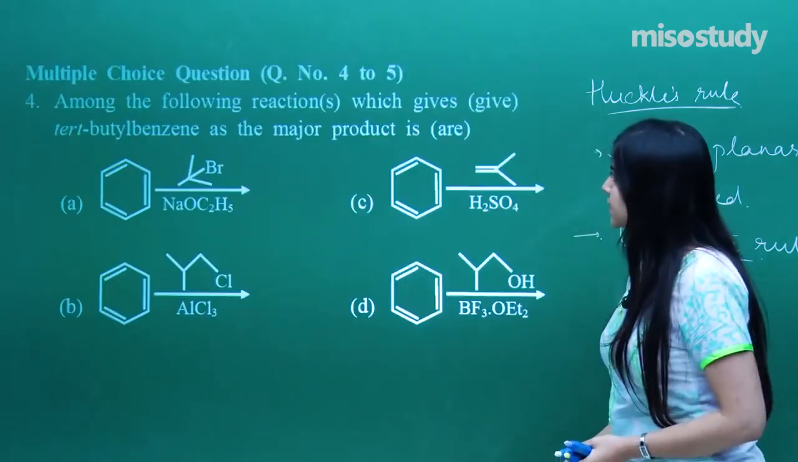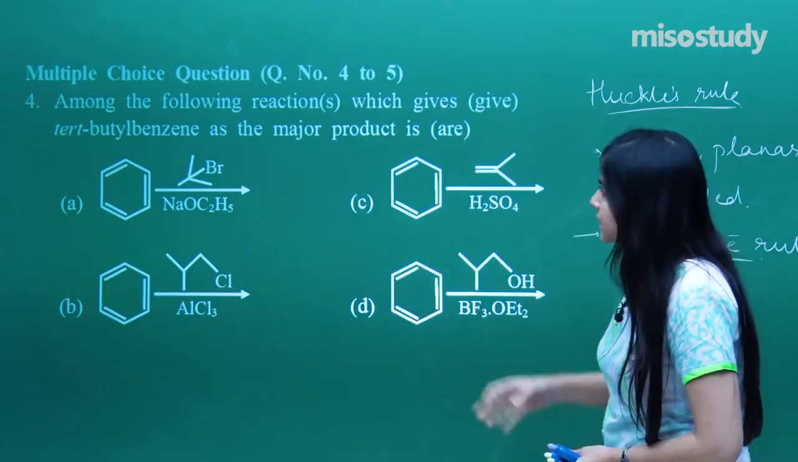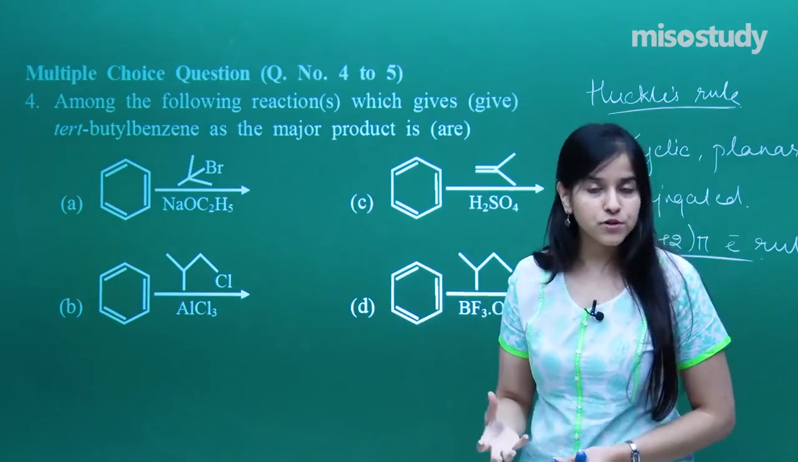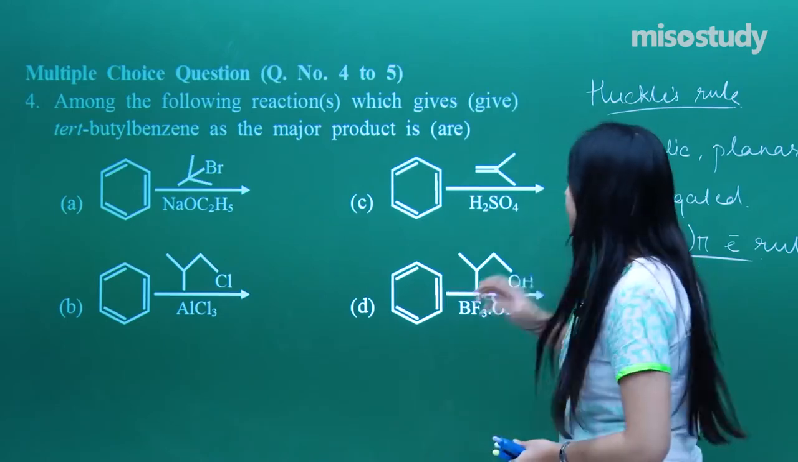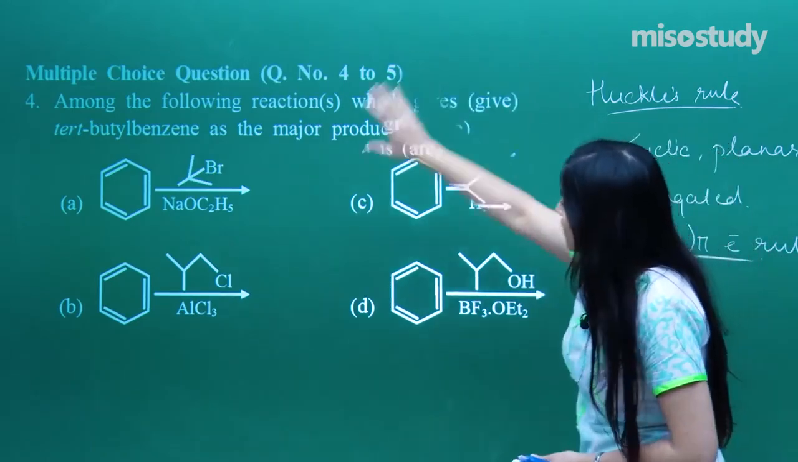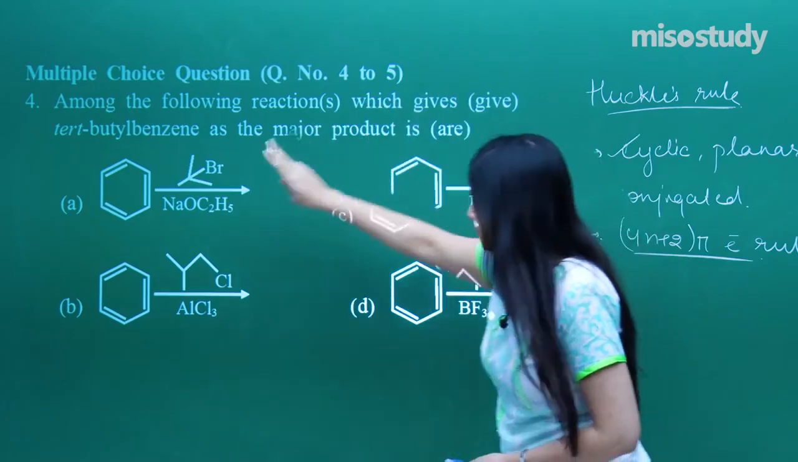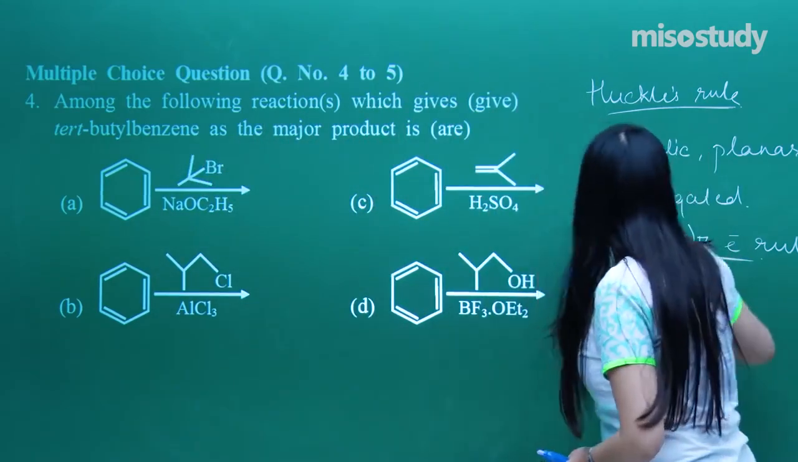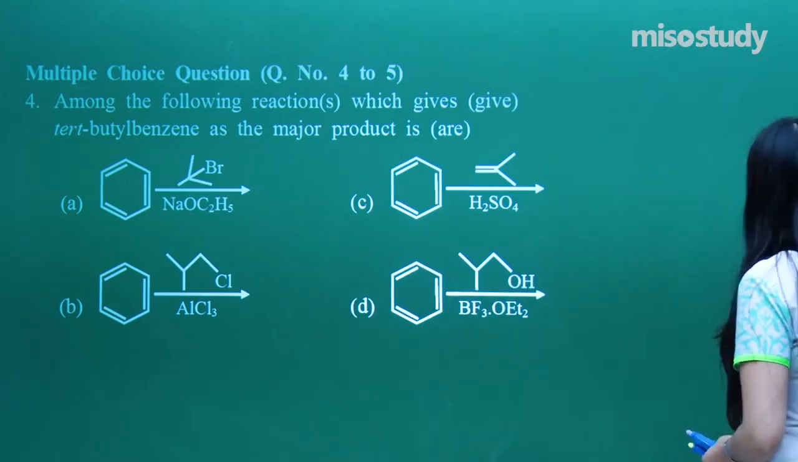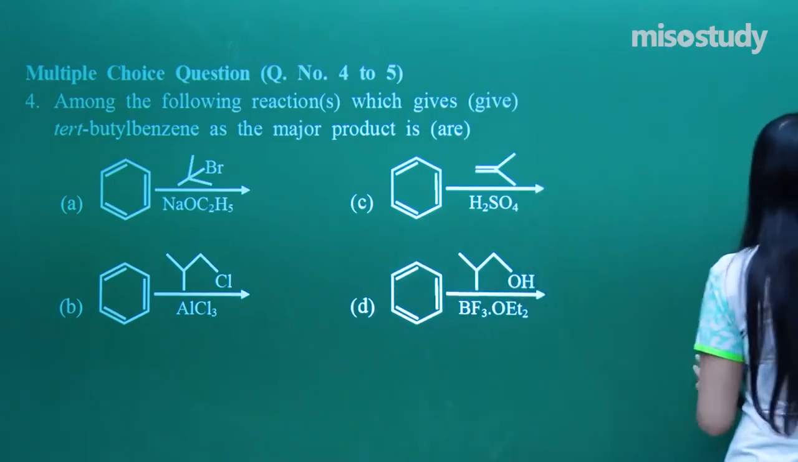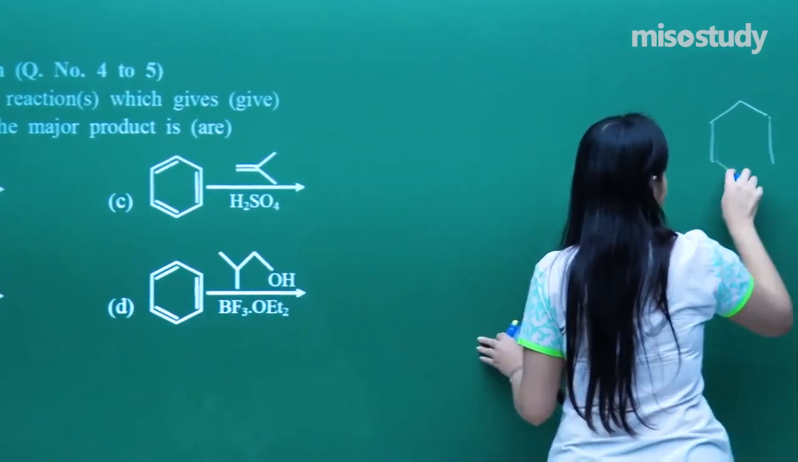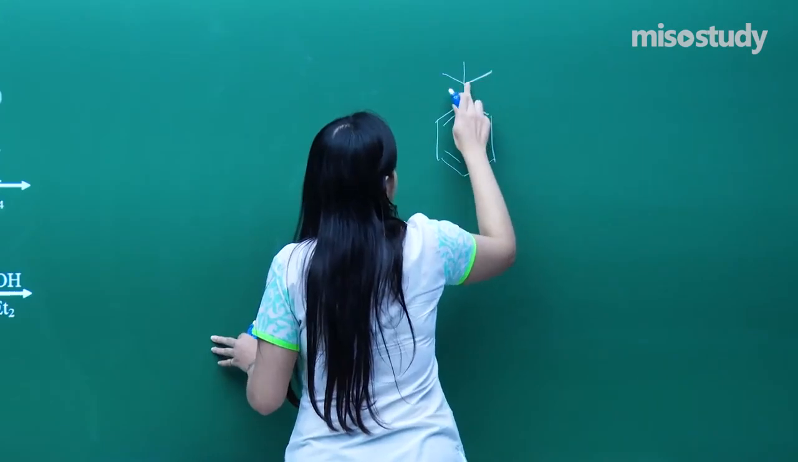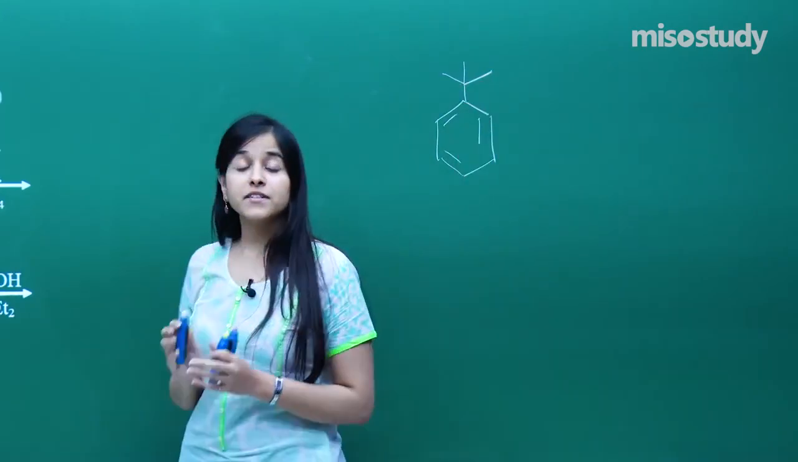What does the next question say? Okay, now it's a multiple choice question. You need to select more than one option, or maybe only one is the correct answer. So let us observe. Among the following reactions, which give tertiary butyl benzene as the major product? So I need to find tertiary butyl benzene as the product. That is our product.